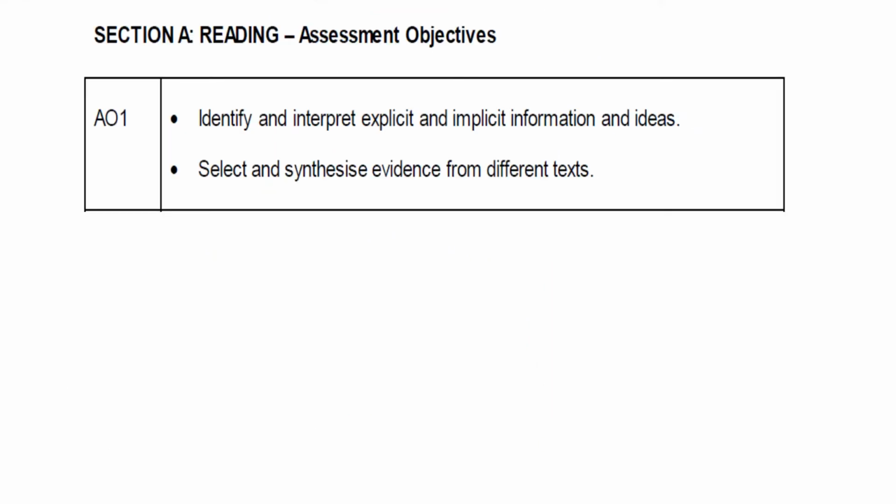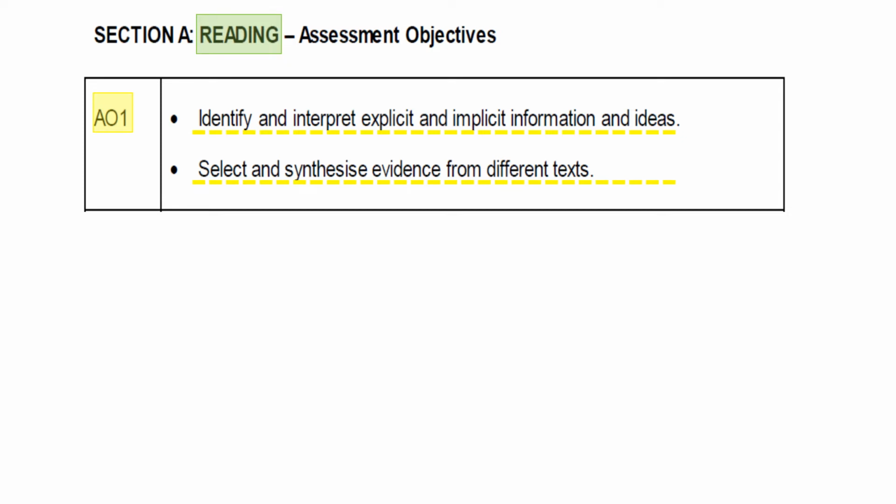As discussed in the previous video, assessment objective 1 is linked to question 1 in the first section of paper 1, which is the reading section, and it is described as identify and interpret explicit and implicit information and ideas, select and synthesize evidence from different texts.